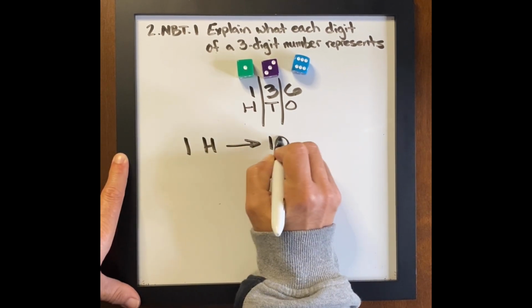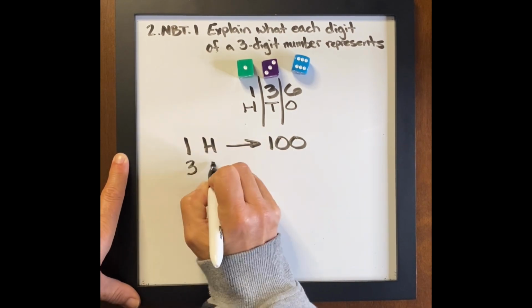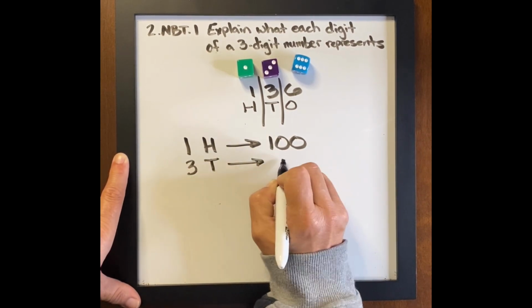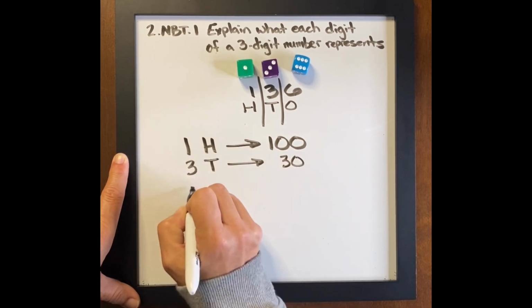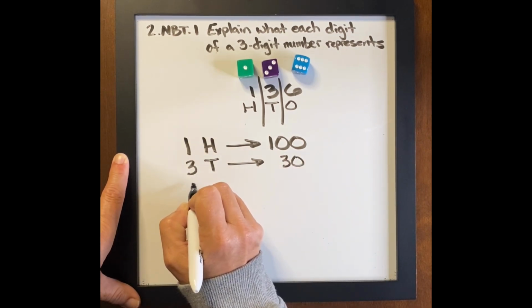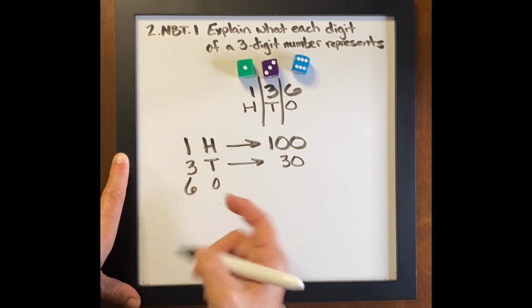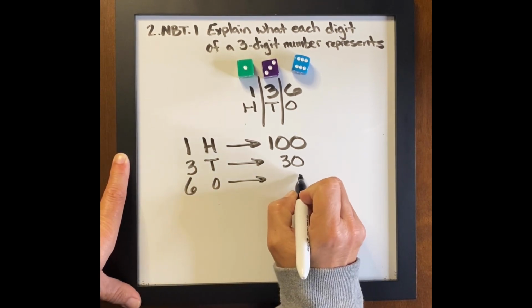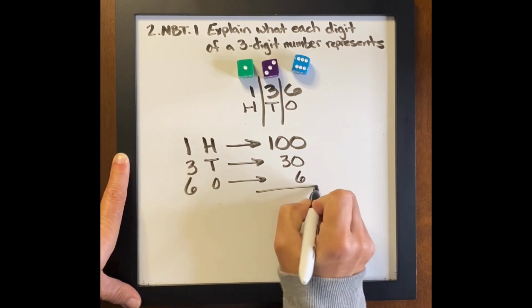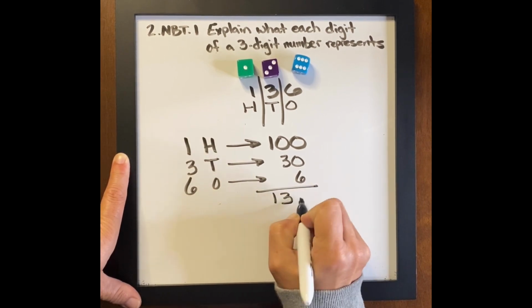That represents 100. 3 groups of 10. That represents 30. 6 groups of 1s, I'm purposely keeping this separate so it does not look like 60, represents 6. When we add them together, we have 136.